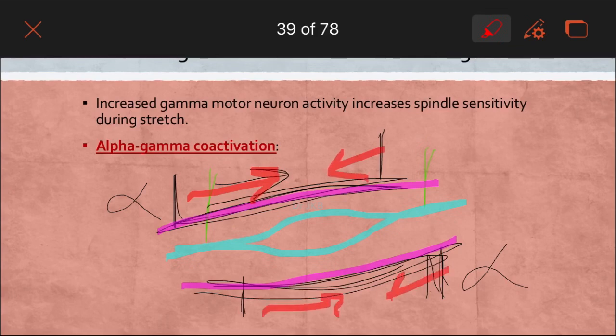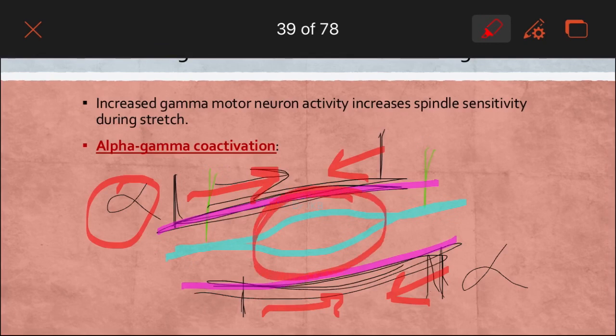Now, what is the effect of alpha motor stimulation? Alpha motor stimulation is leading to contraction of the extrafusal fiber, and what is the ultimate final effect on this muscle spindle? It is relaxing. That is what happens when there is alpha motor neuron activity.